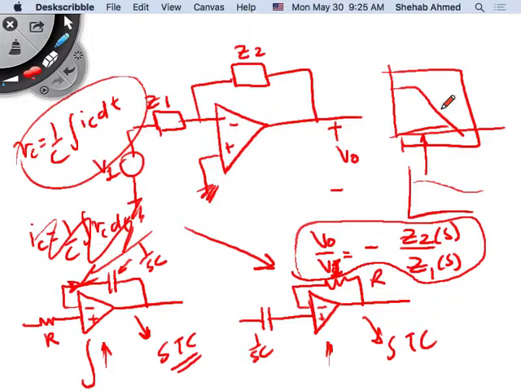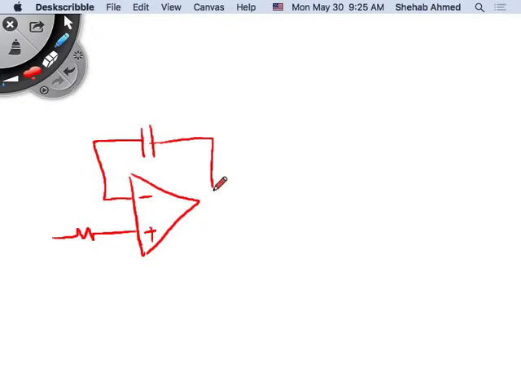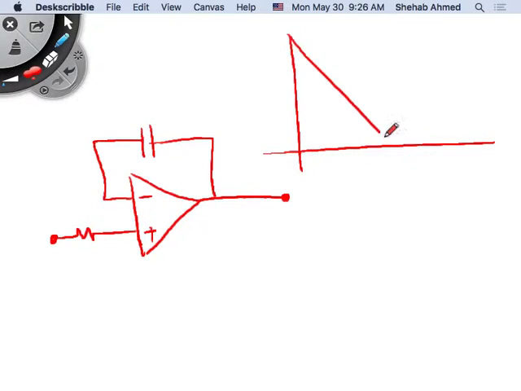What we found is that there was a non-ideal effect, right? What we found was that for the integrator there was a non-ideal effect when we looked at the transfer function. We found that the integrator was doing what? The DC gain of the integrator was becoming infinite at DC. So if this is DC, right, then the gain here was infinite. Right?